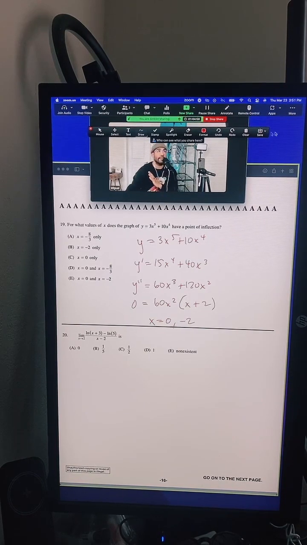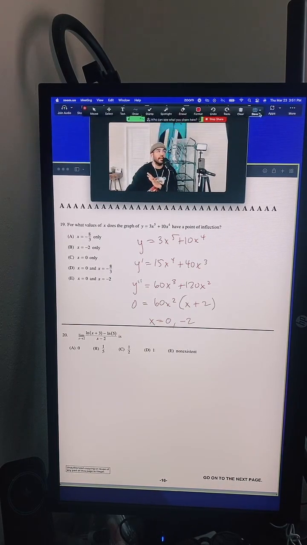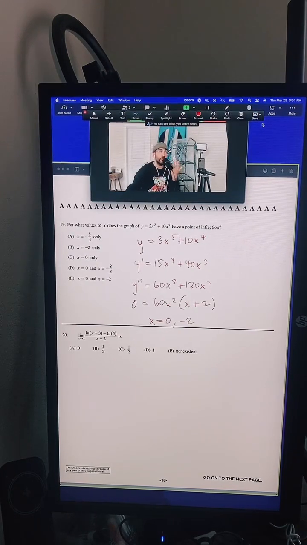So it's a little different than what we're used to seeing. It's not like the critical point. We have to just make sure that the values change. So we have negative 2 and we have 0, and we're just going to test some points. So x is equal to negative 3, x is equal to negative 1, x is equal to 1, and you plug that into the second derivative. So let's do this real quick.